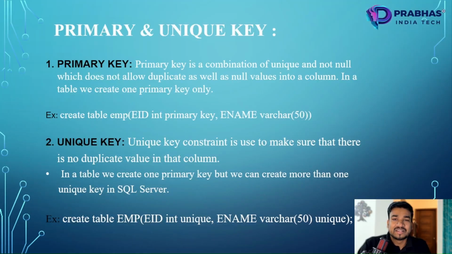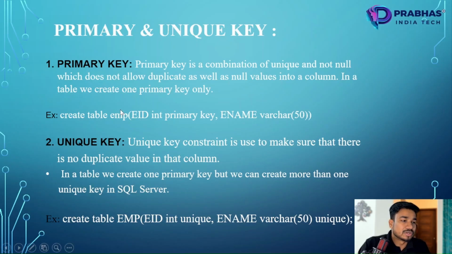First we have the primary key and unique key. A primary key is a combination of unique key and not null. Null values means a blank value, or the value is unavailable. The definition says a combination of unique key and not null. Unique means each value should be unique, not a duplicate. While creating a primary key on a column, it does not allow inserting a duplicate value or a blank value. That is a primary key.